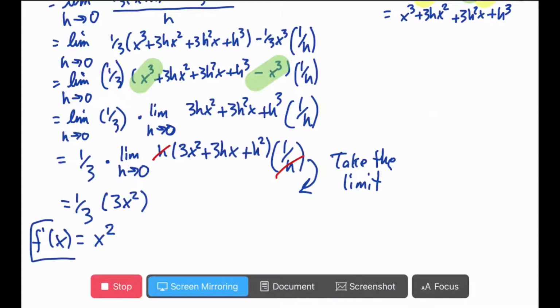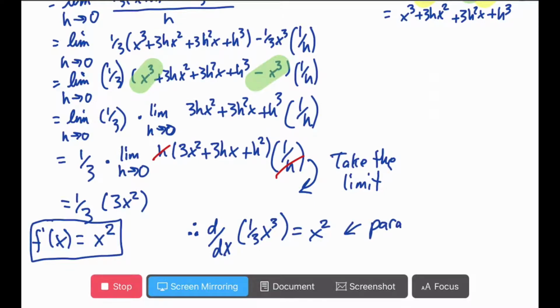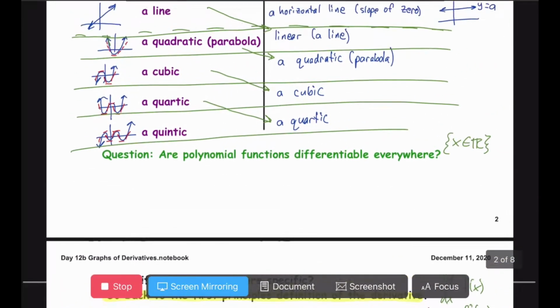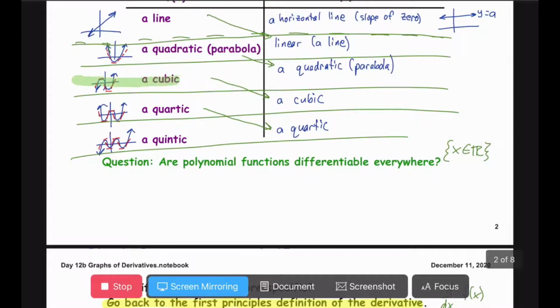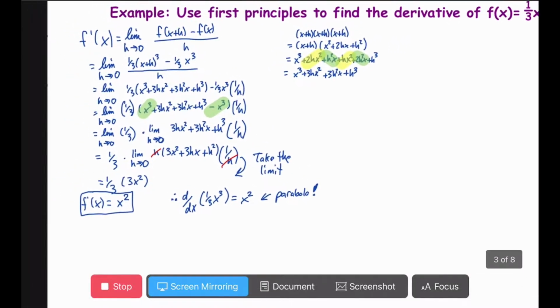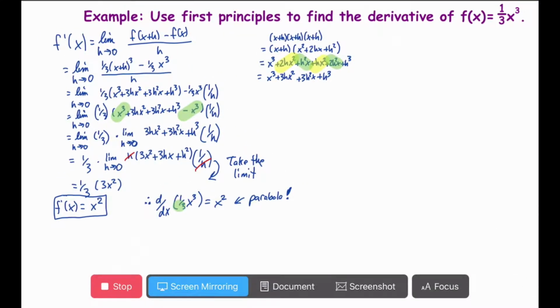And what do we know about x squared? Well, that's a parabola. So therefore, d/dx of 1 over 3 x cubed is equal to x squared. And what do you know? That's a parabola. So we said in general terms up here that our cubic function is going to have a parabola as the function of its derivative. And we just showed that down here for a specific example, that for our cubic function, our derivative is a parabola. Interesting.